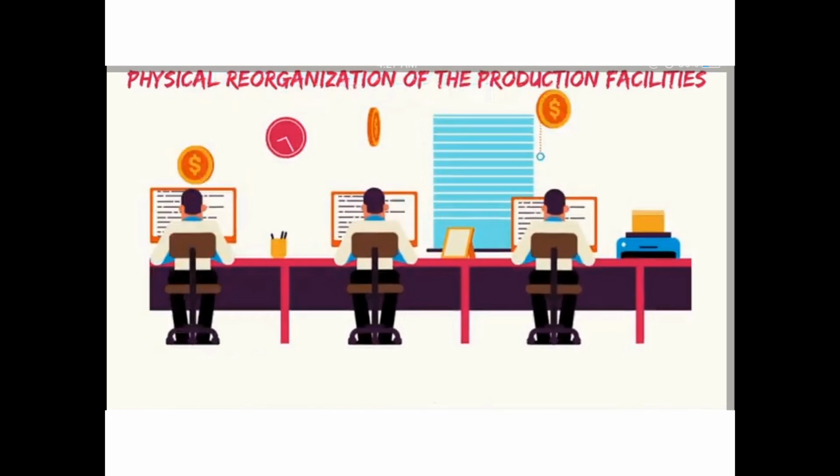So there are techniques and technologies to promote lean manufacturing. The first technology is the physical reorganization of the production facilities. Reorganization is based on flows through cells, which shorten the physical distance between the activities. This reduces setup and processing time, handling costs, and inventories.